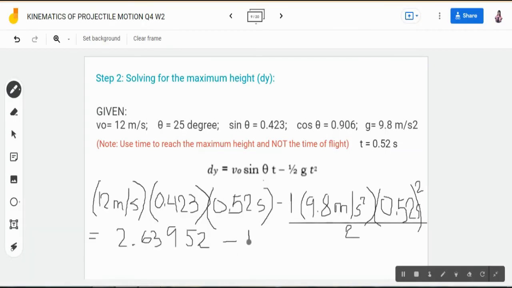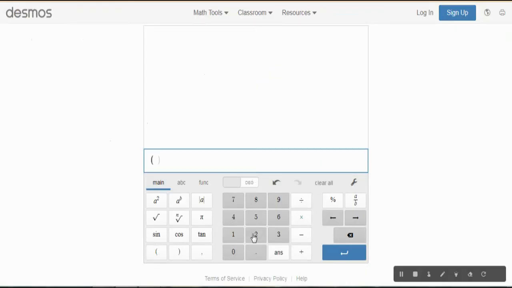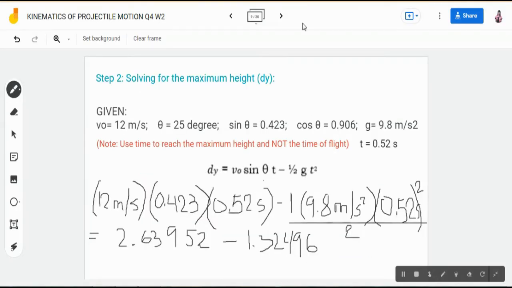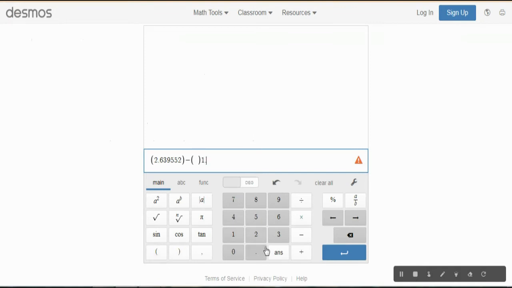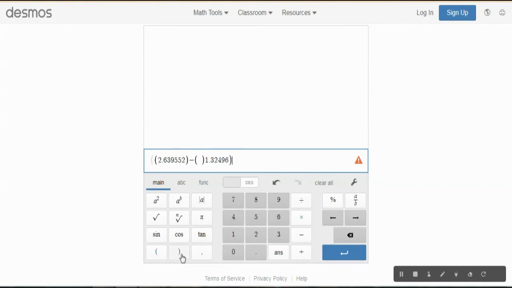1.32496. So, para makuha natin yung maximum height, ma-minus lang natin, okay, itong dalawang value na na-calculate natin. So, sige, 2.63952, okay, and then minus natin siya dito, kay 1.32496.